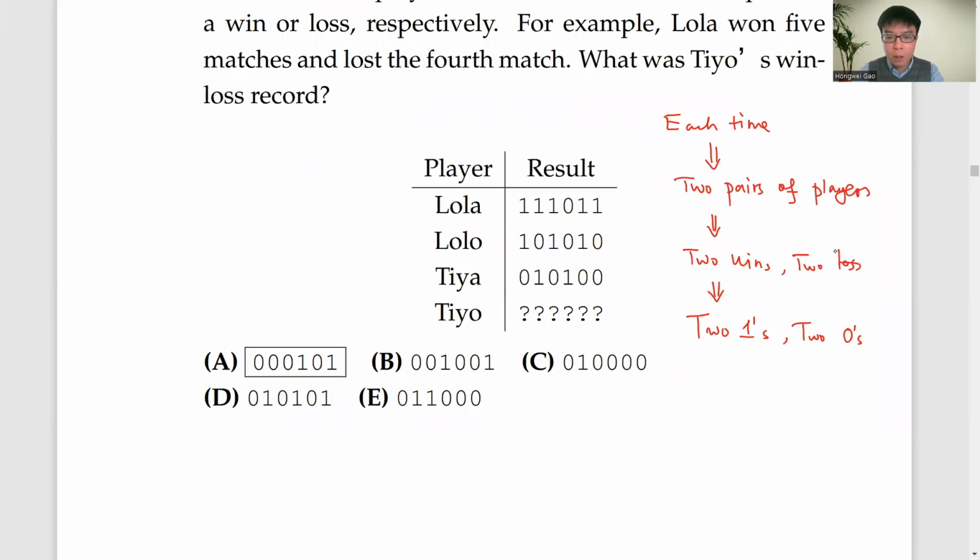Now in the first column, we already have 1, 1, 0. So for teal, it must be 0. For the second column, we have 1, 0, 1. Already have 2 1s, so teal must be 0. On the third column, 1, 1, 0, so it must be 0. On the fourth column, 0, 0, 1, there's just 1, 1, so we need another 1. So teal has 1 here. On the fifth, 1, 1, 0, so another 0. On the last column, 1, 0, 0, so the last one must be 1.